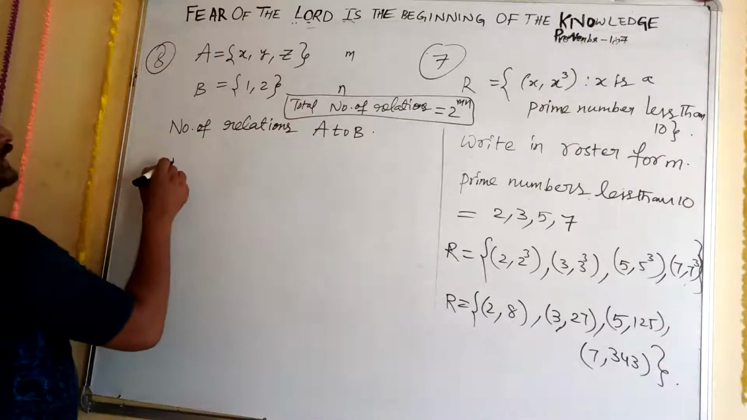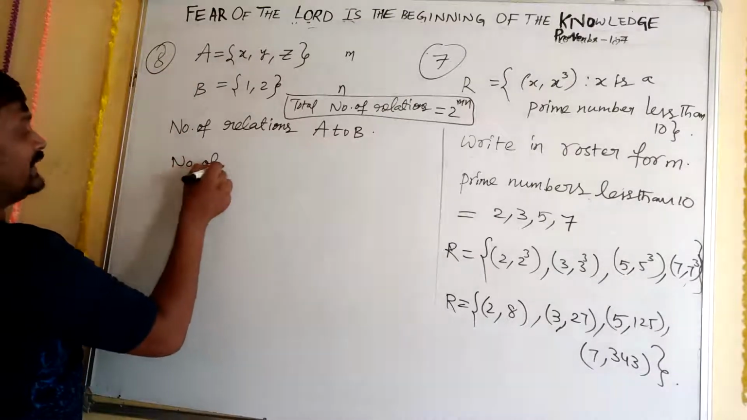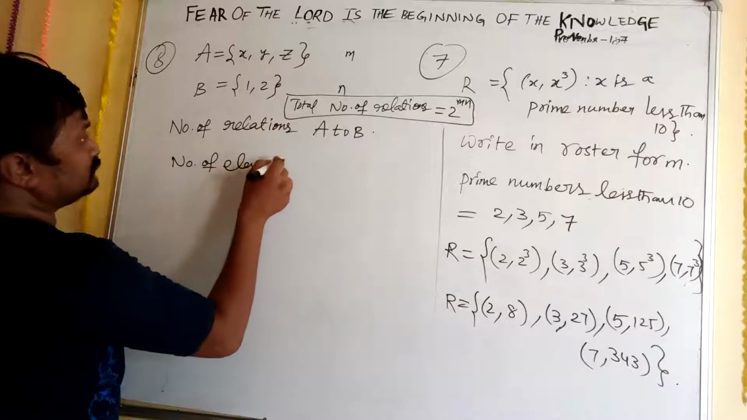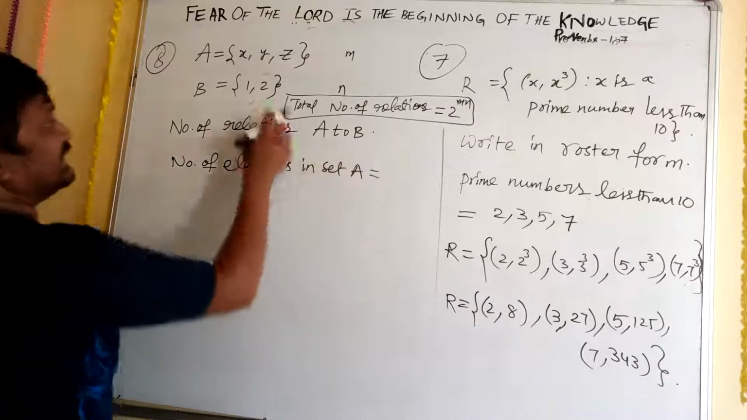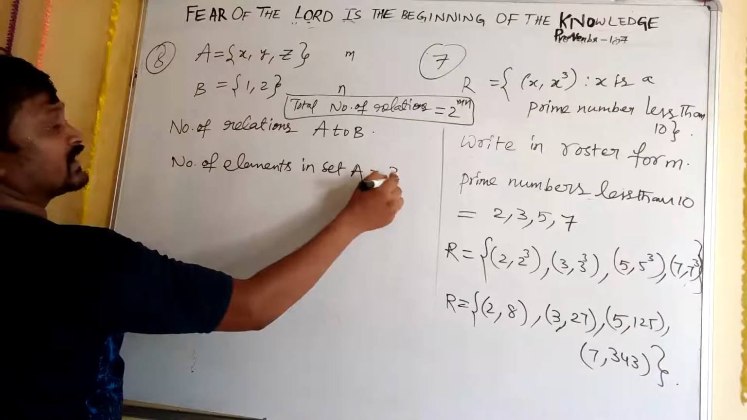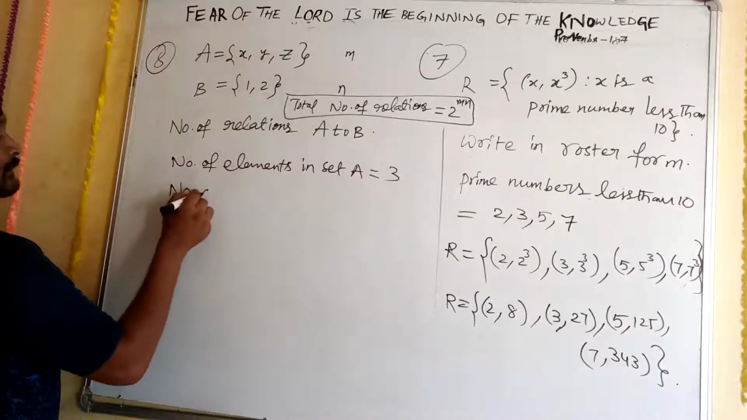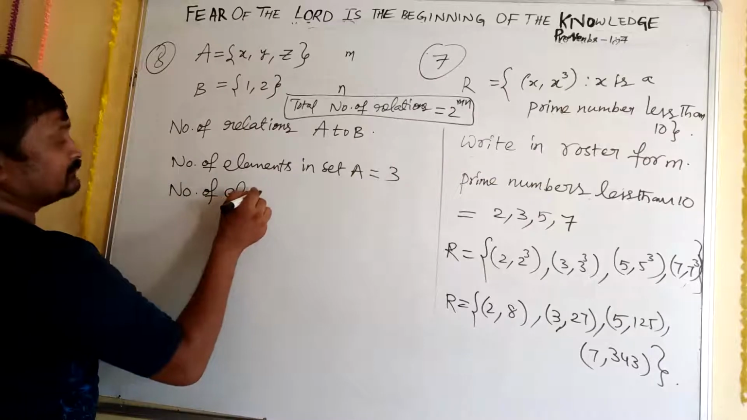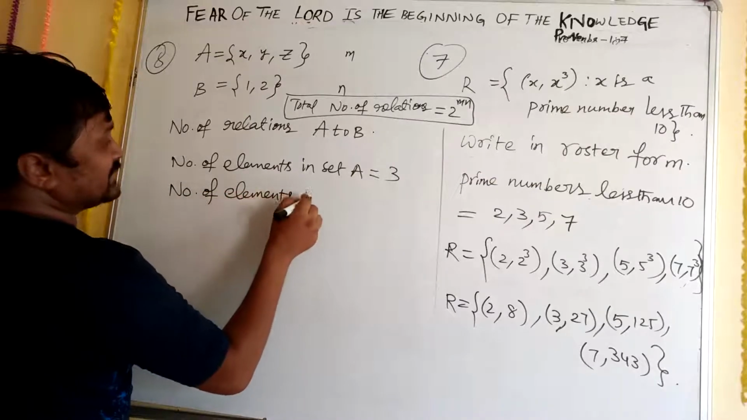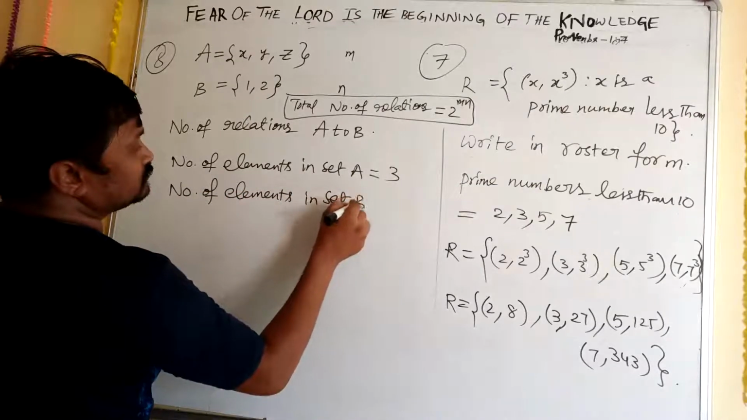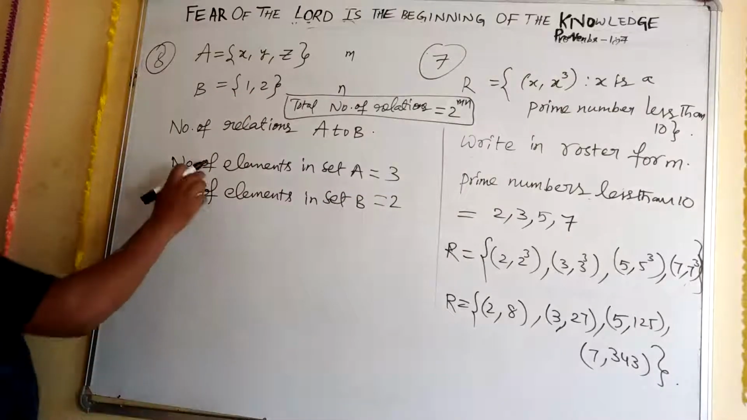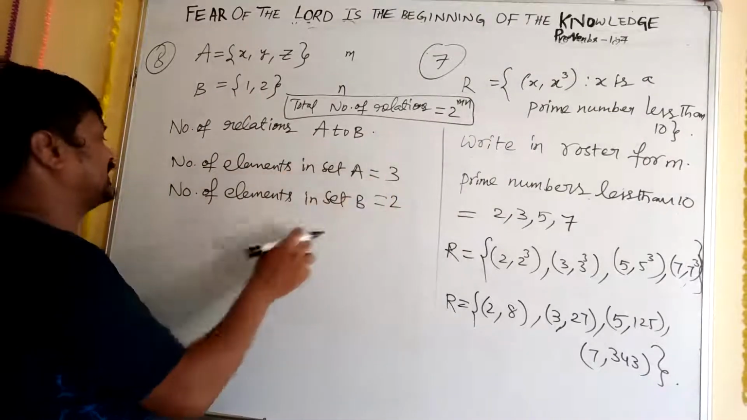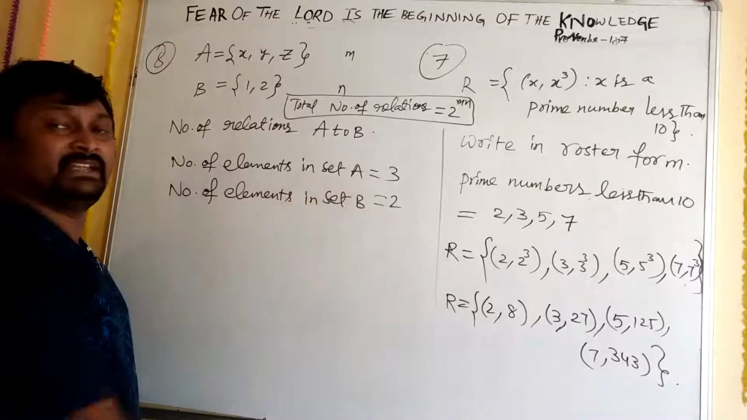So now, the number of elements in set A: how many? 1, 2, 3. So write 3. Next, the number of elements in set B: how many? 2. So write 2 here. So the number of elements in set A is 3, and the number of elements in set B is 2.